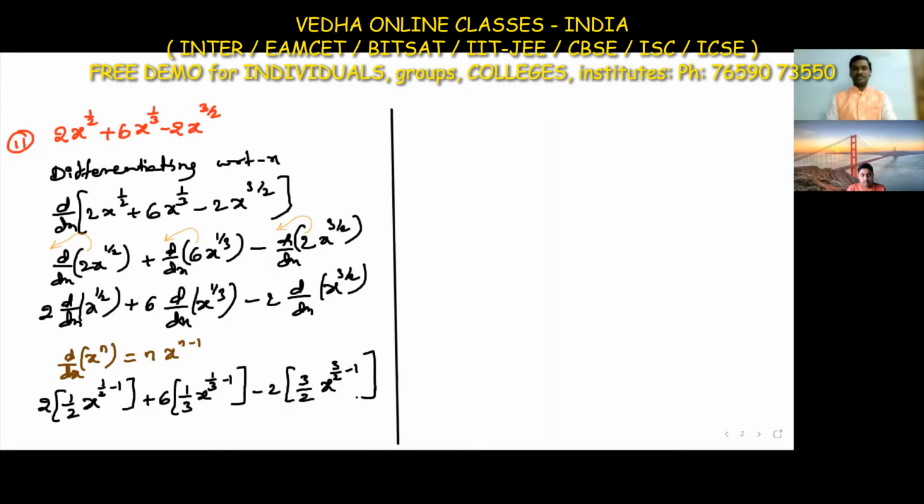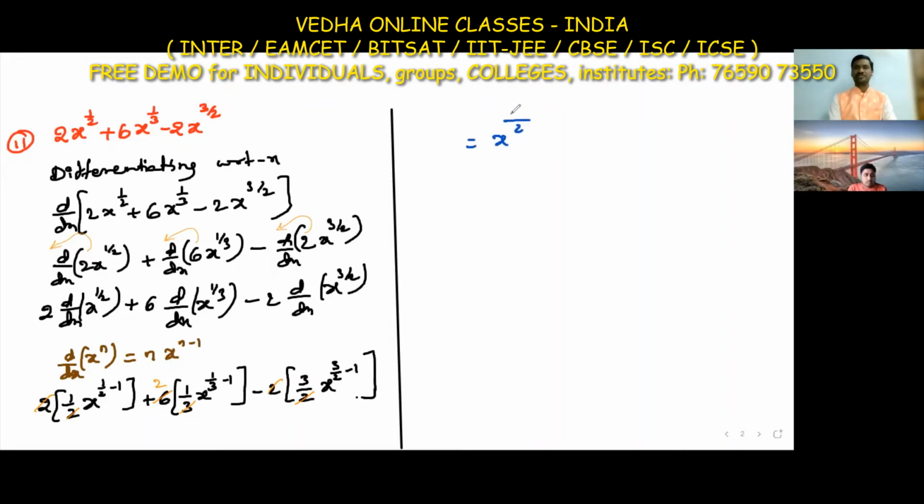Okay, so now this is equal to, here we can cancel. Here 2 and 2 get cancelled. Here 3 twos are 6, and 2 gets cancelled. So after that we get x to the power 1 by 2.